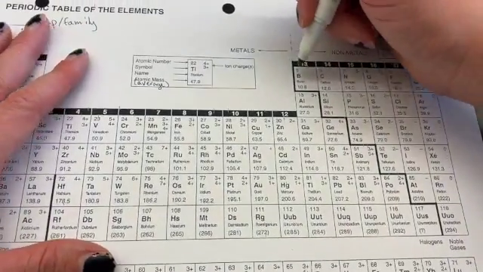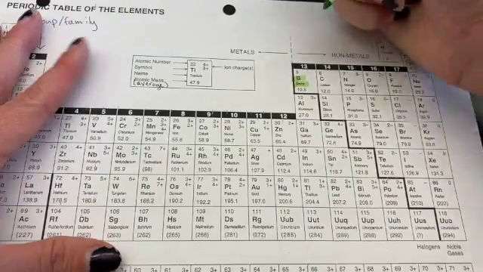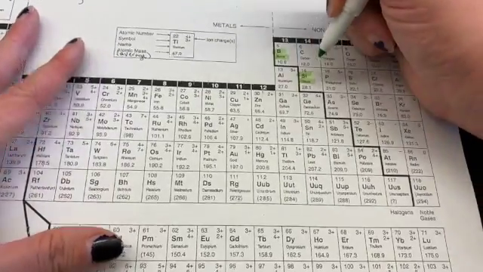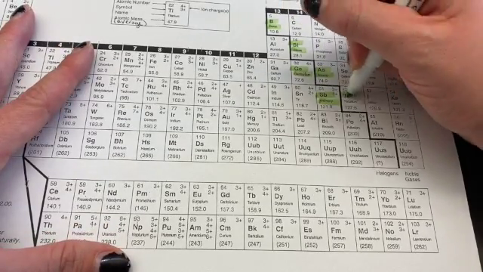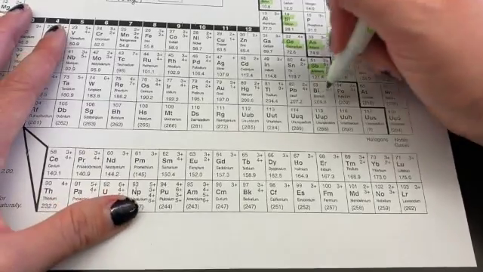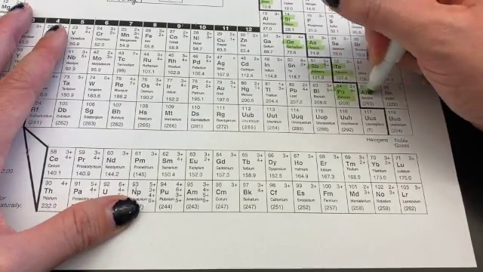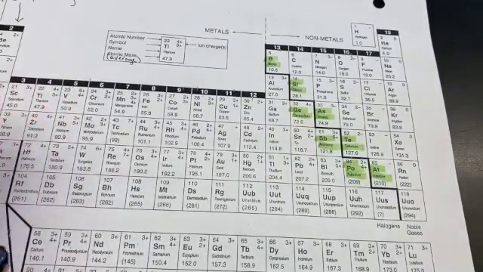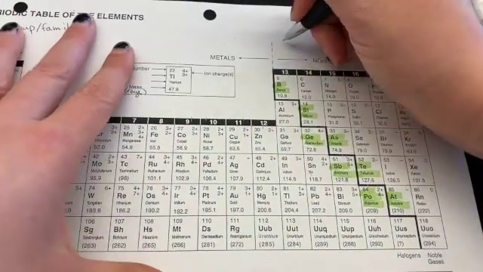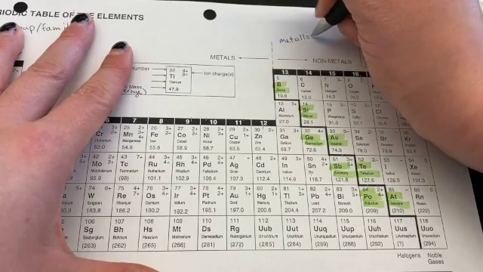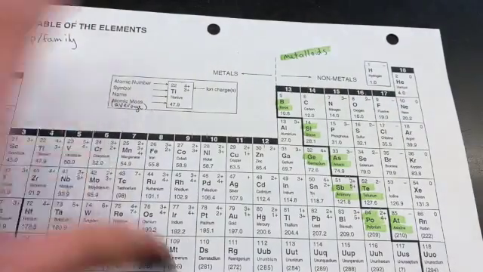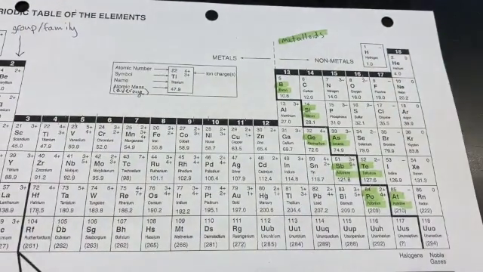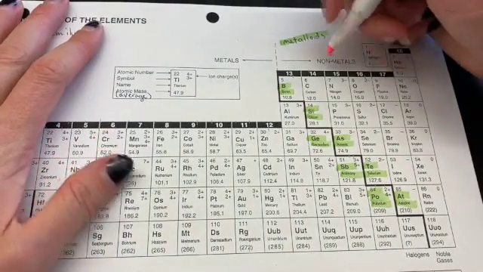So your metalloids are boron and silicon, germanium and arsenic, antimony and tellurium, and polonium and astatine. Okay, so these are metalloids. So what I'm going to do is write metalloids at the top and highlight it with my color so that I know that's what that means. Nonmetals are on the right-hand side of the periodic table.